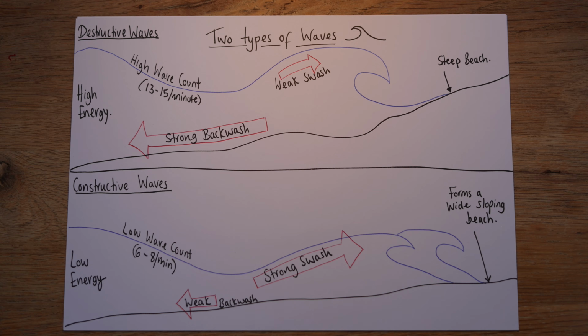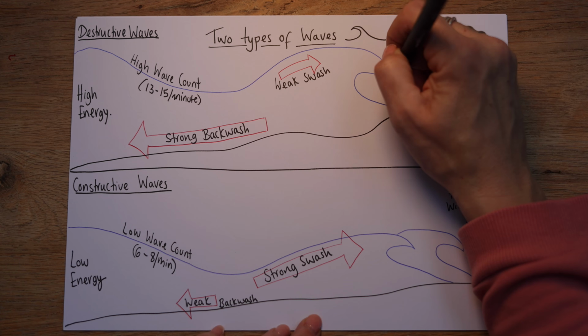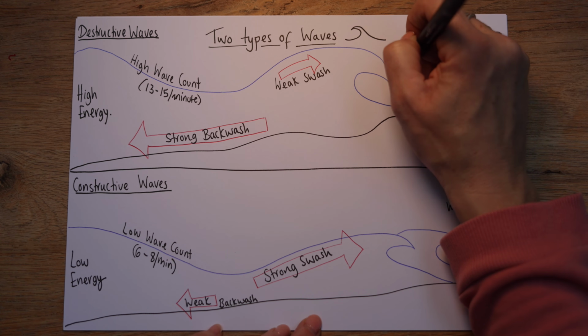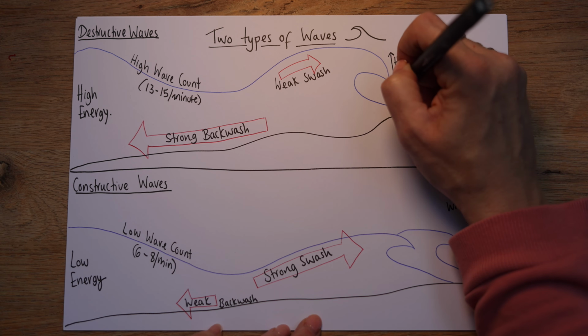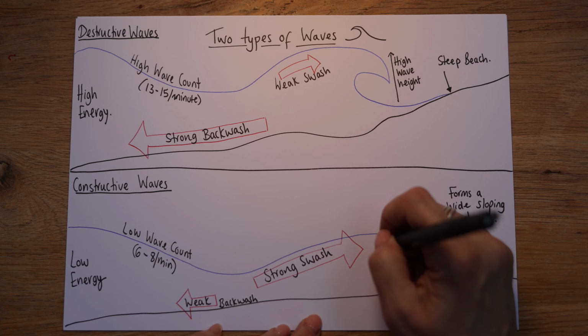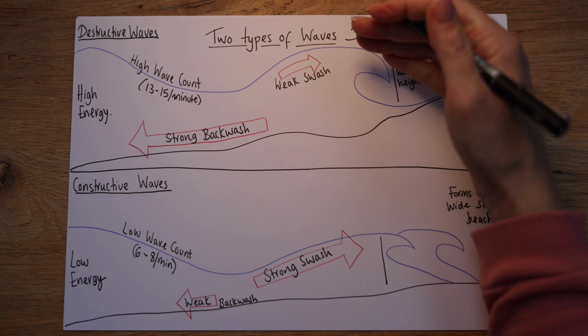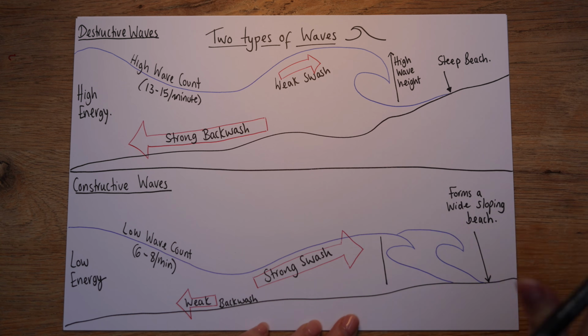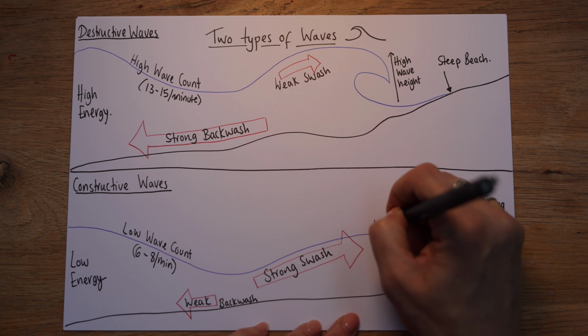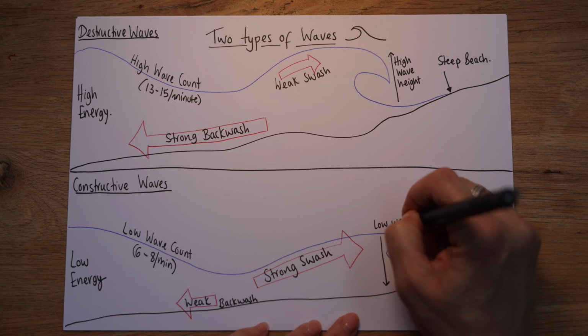So yeah, there's one more difference that we need to mention, and that is the wave height and the wavelength. It won't surprise you that the wave height in destructive waves is the highest. So high wave height. And in constructive, they're a lot smaller. So just put that in there. I know the pictures look the same on here, but they are honestly a lot smaller. So this one is a low wave height.